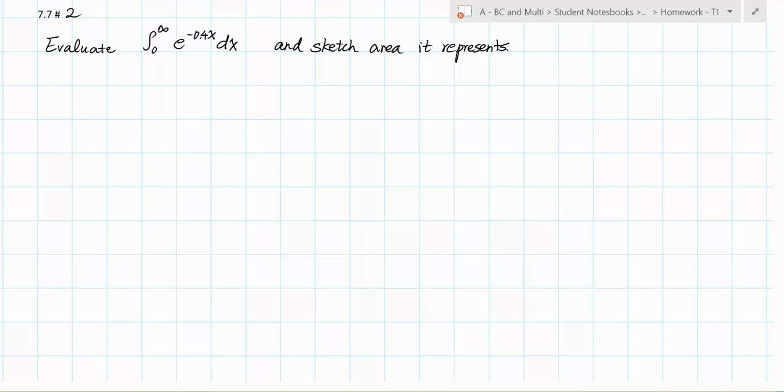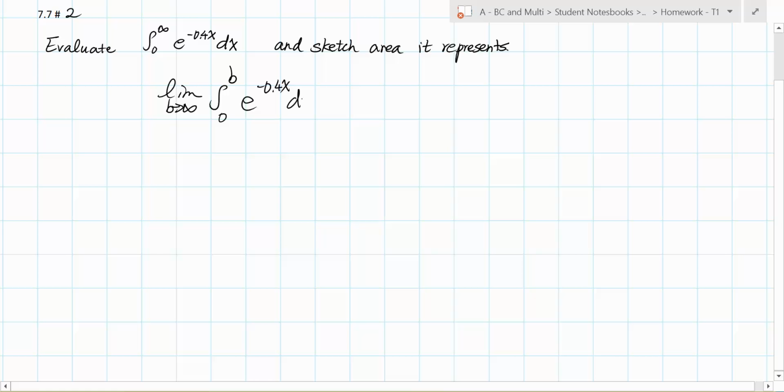We want to write it in a limit form so that we can actually have a variable, say limit as b approaches infinity, to replace the infinity up there. So integral of 0 to b e to the negative 0.4x dx, and then integrate this thing. So you have limit of b to infinity.